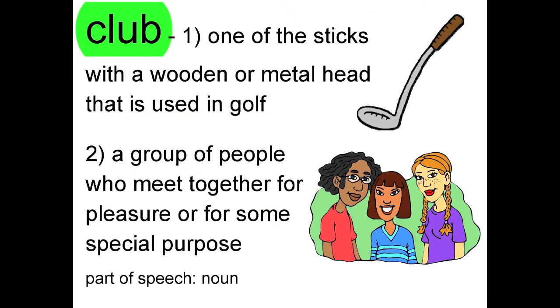Club. The first definition of club is one of the sticks with a wooden or metal head that is used in golf. The second definition of club is a group of people who meet together for pleasure or for some special purpose. Part of speech for both definitions is noun, since club is a person, place, or thing.